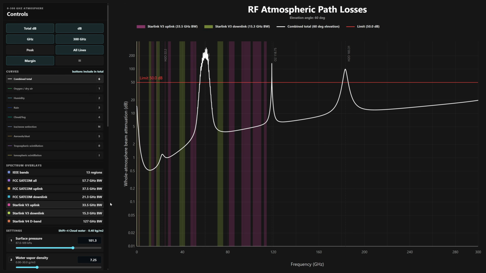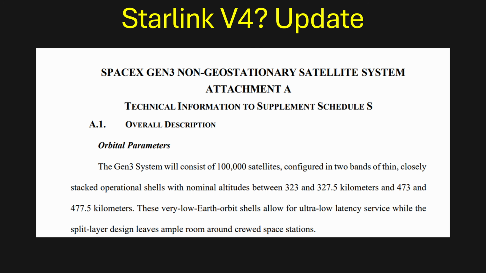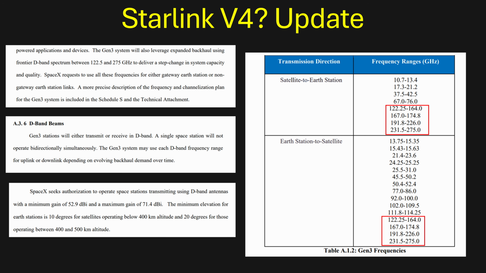Or so I thought. As I was creating this video, SpaceX filed their application for the 100,000 satellite Gen 3 Starlink constellation, which would probably be called V4 since Gen 2 is called V3. The only major change is the addition of the so-called D-band millimeter wave frequencies. These span from 122 to 275 gigahertz and would add up to 127 gigahertz of backhaul bandwidth to the Starlink system.